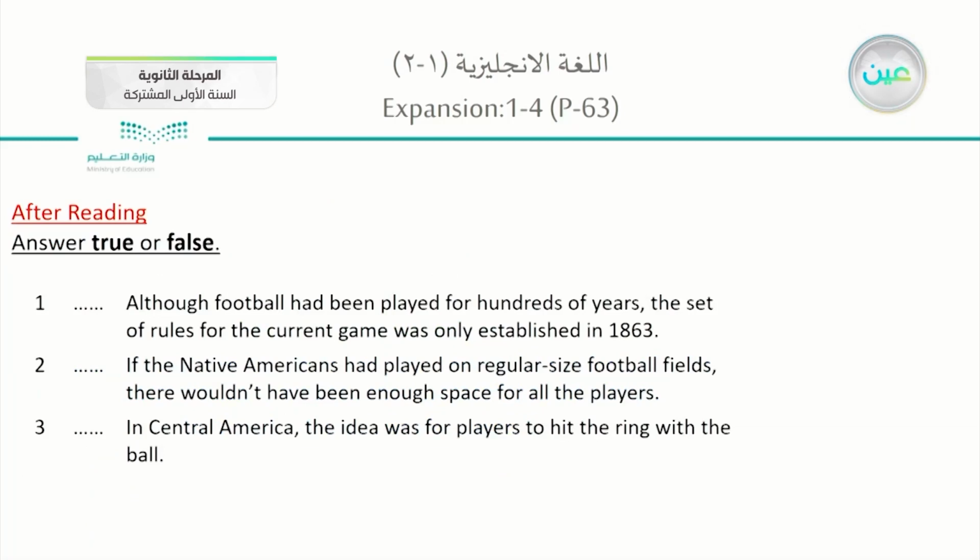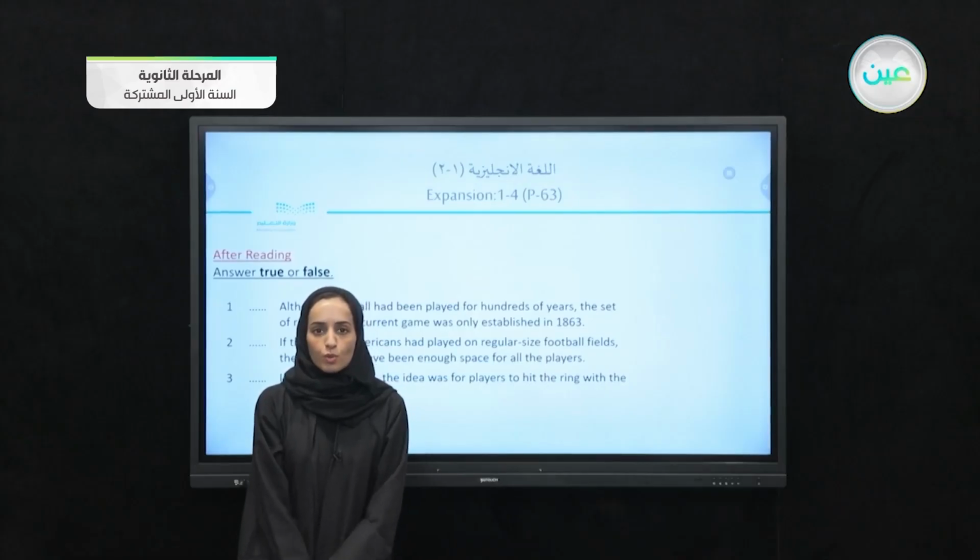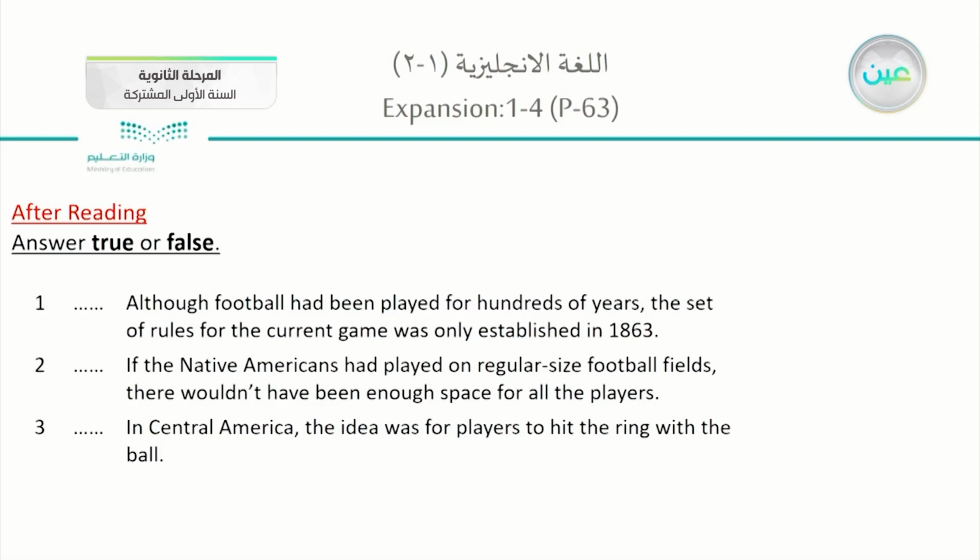Let's try to answer some of the true or false questions. Although football had been played for hundreds of years, the set of rules for the current game was only established in 1863. In which text are you going to find the answer for this one? You will find it in the first text, which is about football. So you will find out about the set of rules. And another keyword that you can find in here is 1863, which is the time. So what happened in 1863? Is it that the set of rules for the current game was established in that year? I guess yes. So yes, it is true.